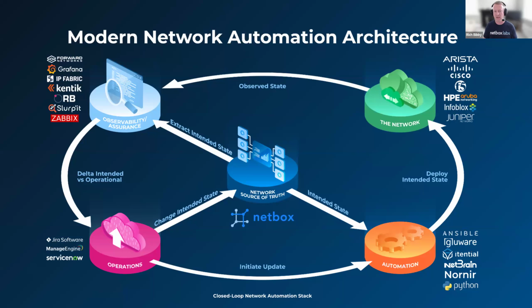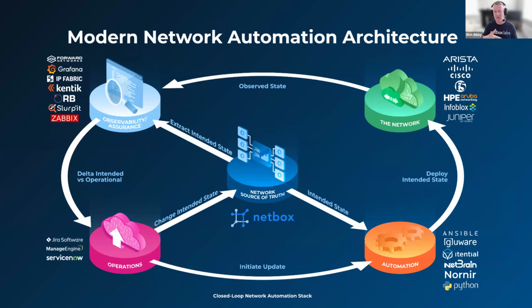Which devices am I deploying it to? And it would extract that from NetBox and then deploy that intended state out to the network. And then your observability tools are observing what's out there on the network. So they're actually pulling back the actual state of the network.